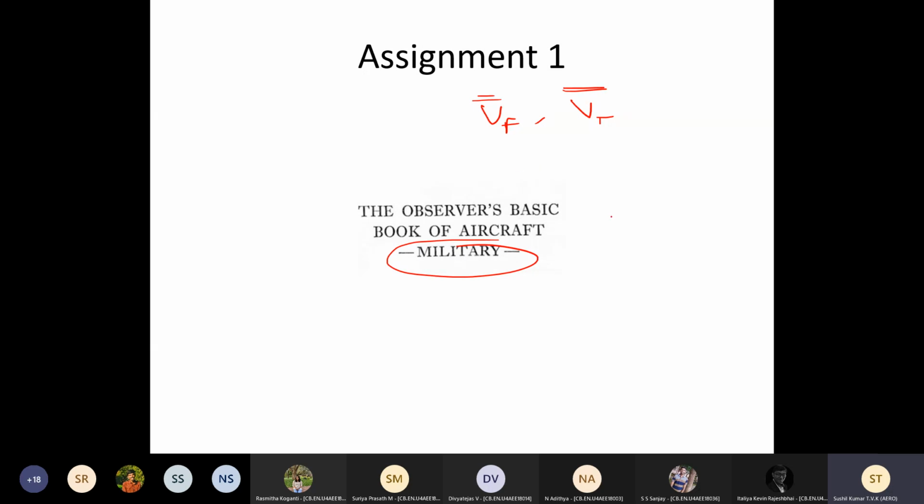What is the other one? Any idea for historical data for aircraft? You all have started your aero design, right? Jane's, yeah, you can go for Jane's. Observer's book is a very handy reference. It gives all three views with the wing area and all the stuff. So that's assignment one. After 2 weeks you can submit it, and the same data you will be using in subsequent classes for estimating some stability derivatives.